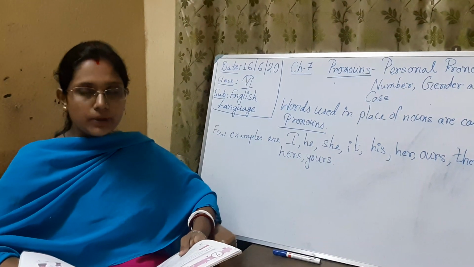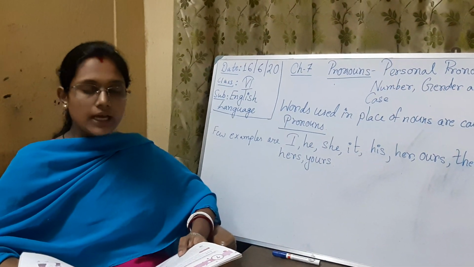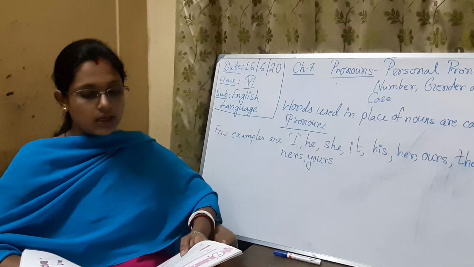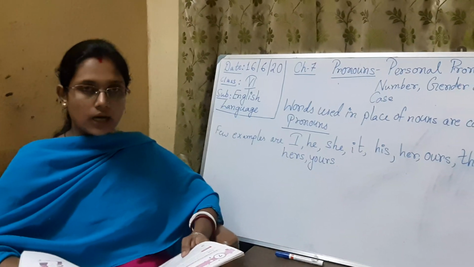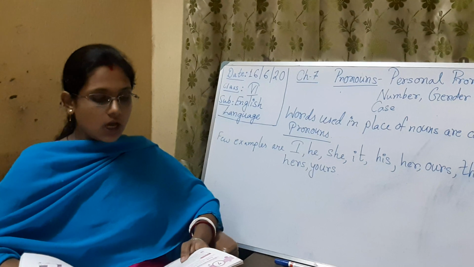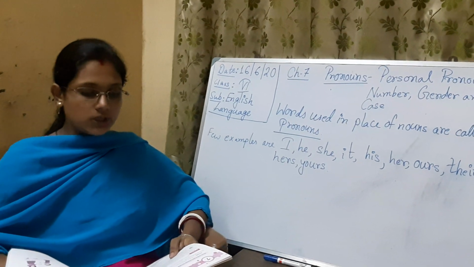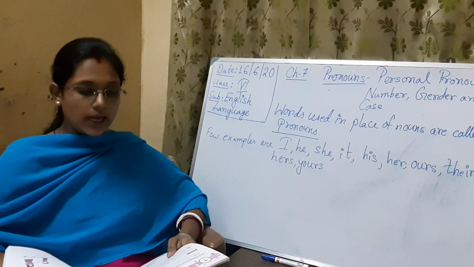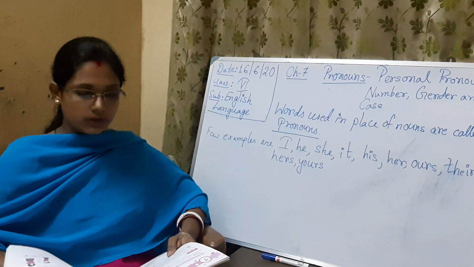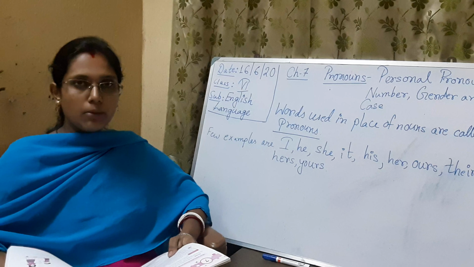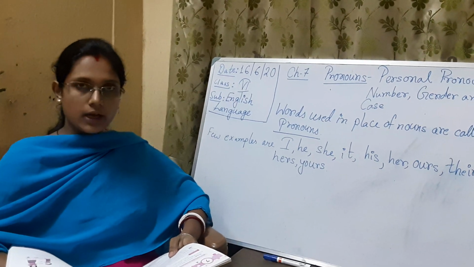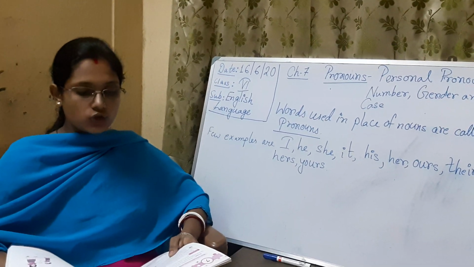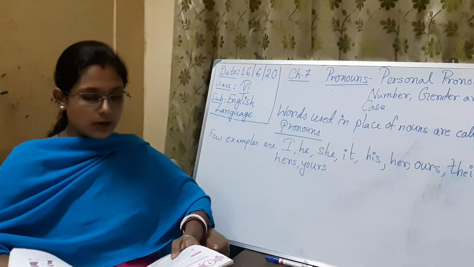There is one example given in your book, that is Savita is riding a bicycle. Savita stopped at the garden to pluck some flowers. Now, instead of using Savita in every sentence, we can use she instead of Savita. So, again I am reading the sentence. Savita is riding a bicycle. She stopped at the garden to pluck some flowers.